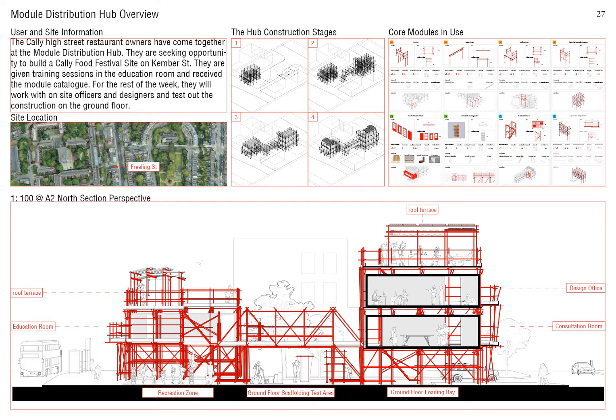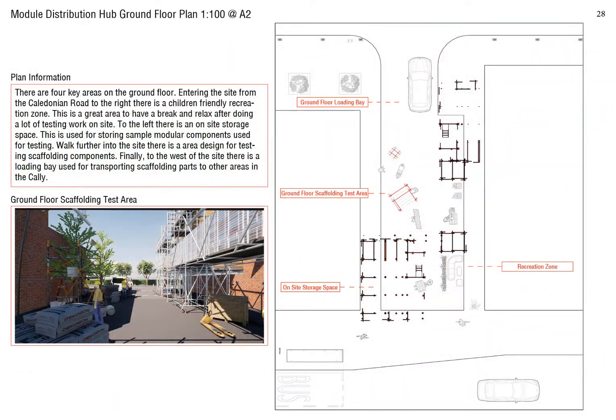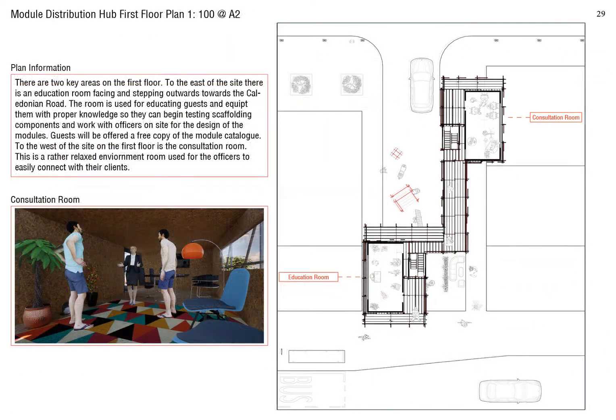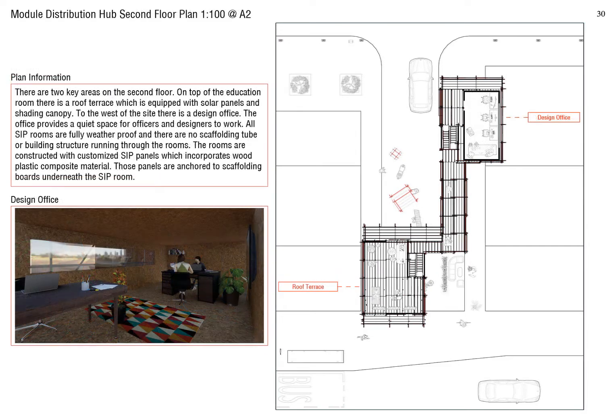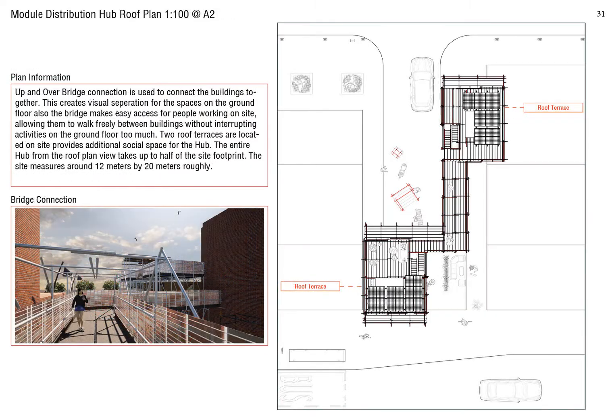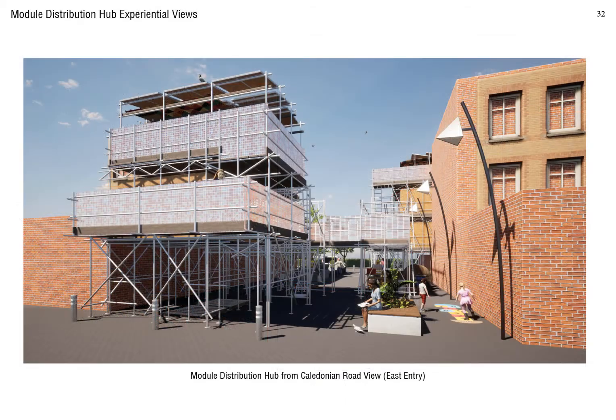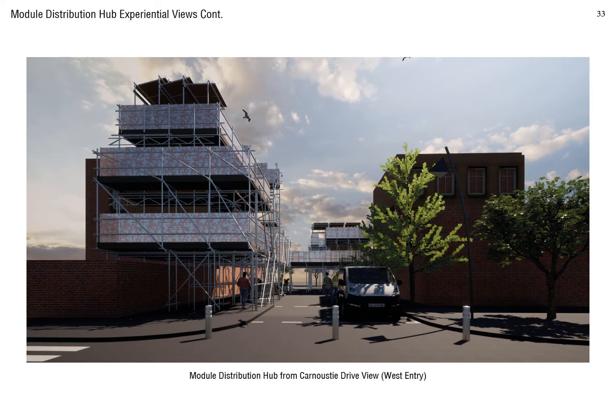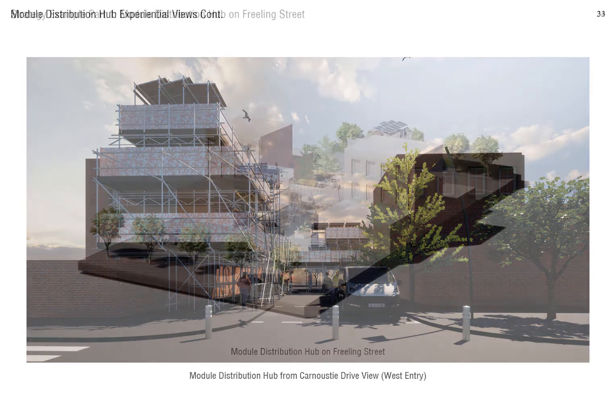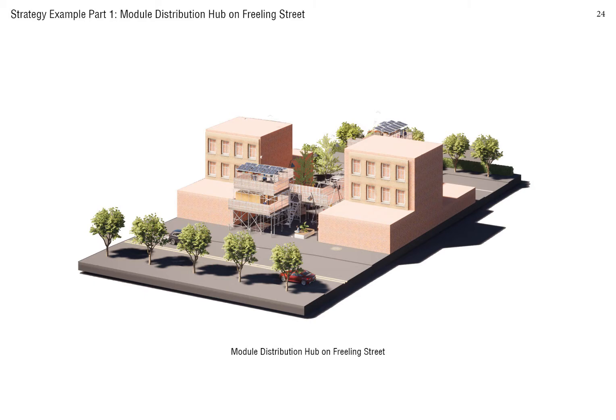The section perspective shows the general space arrangements. And here are the module distribution hub floor plans. All key spaces are fully explained under the annotation section in the portfolio. And here are some street level experiential views. The first one is from the Caledonian Road. The second one is from the Canosty Drive. That concludes the explanation of the building module distribution hub.